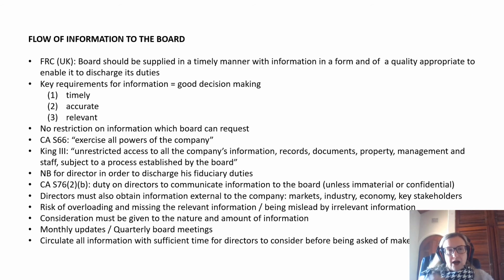Let's talk about how information flows to the board. Just reflecting back again on section 76, 4 and 5, which talks about the business judgment rule. Directors can rely on the business judgment rule if they made sure that they were properly informed of their duties, and they were properly informed of the decision that they were going to make before they took it.